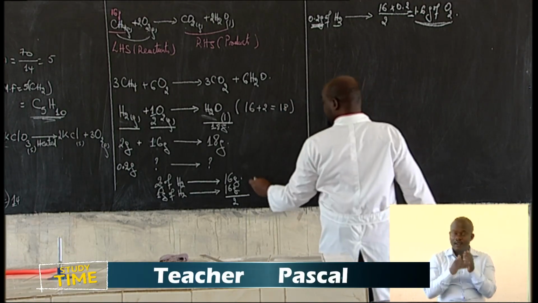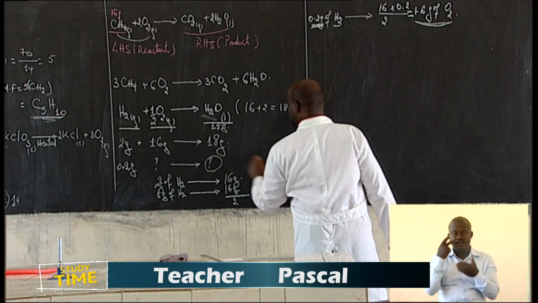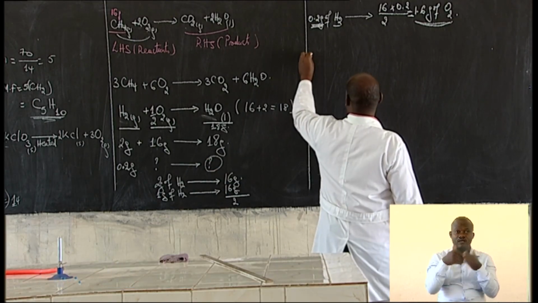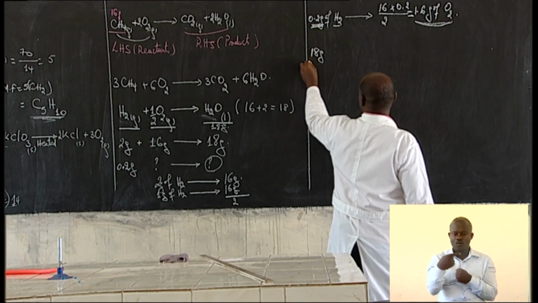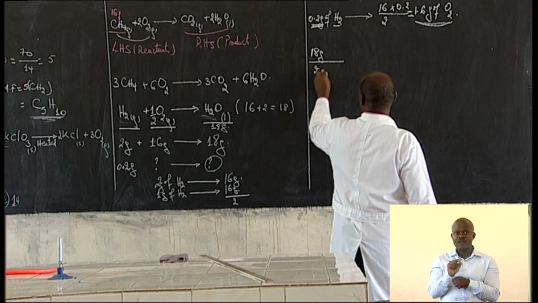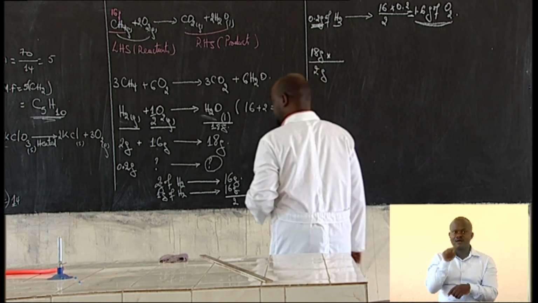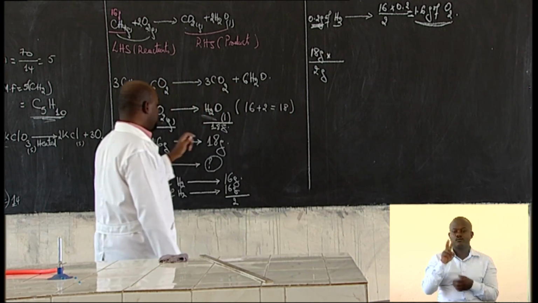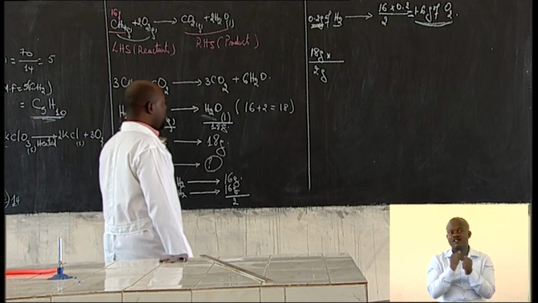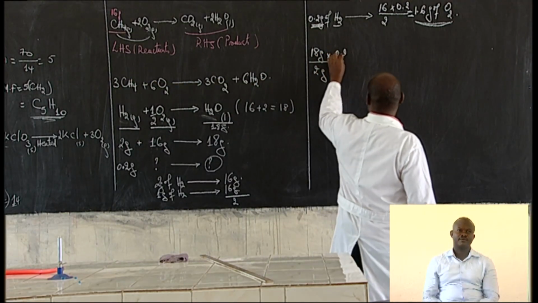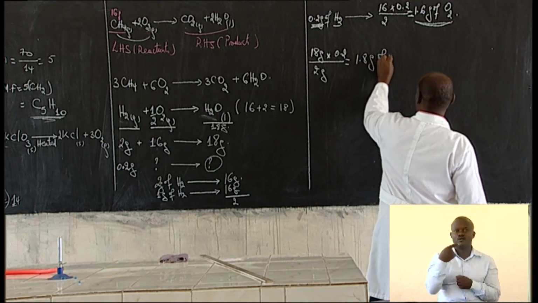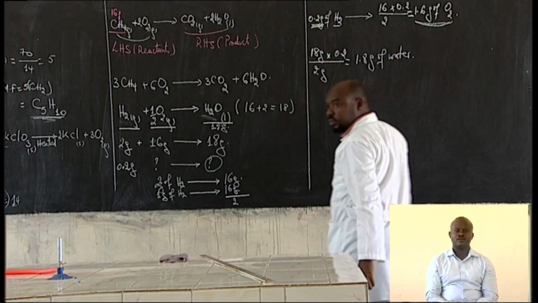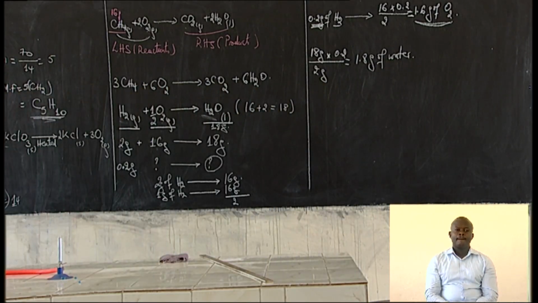And the other question is to find the mass of water produced. So the mass of water produced will be equal to 18 grams over 2 times 0.2, since 2 grams produce 18. And what do we get? We get 1.8 grams of water. That is what we get.